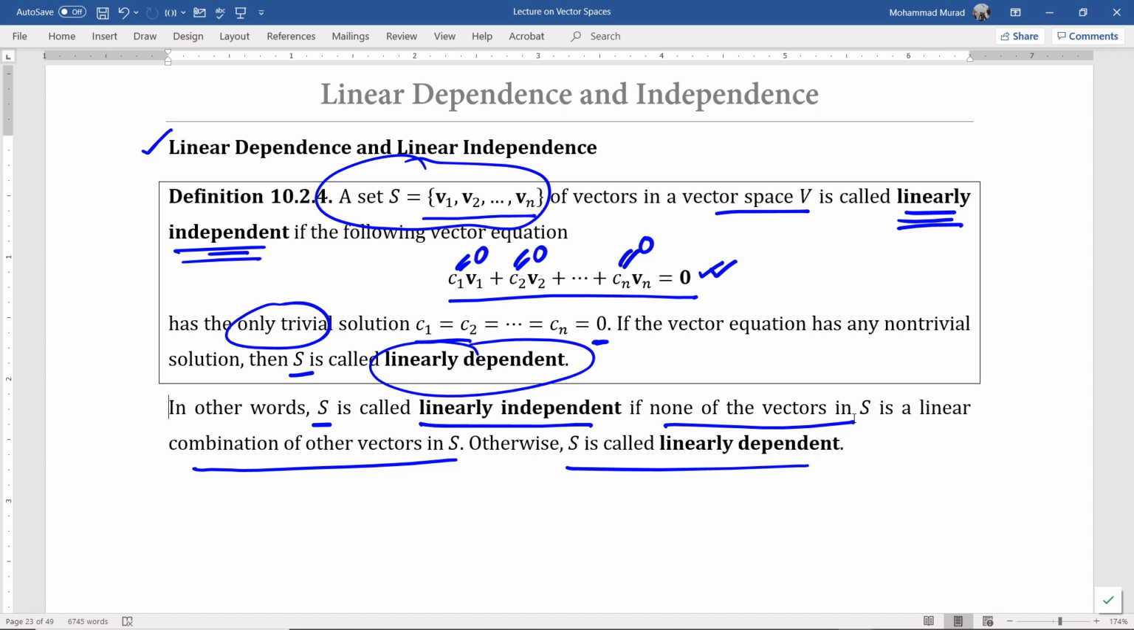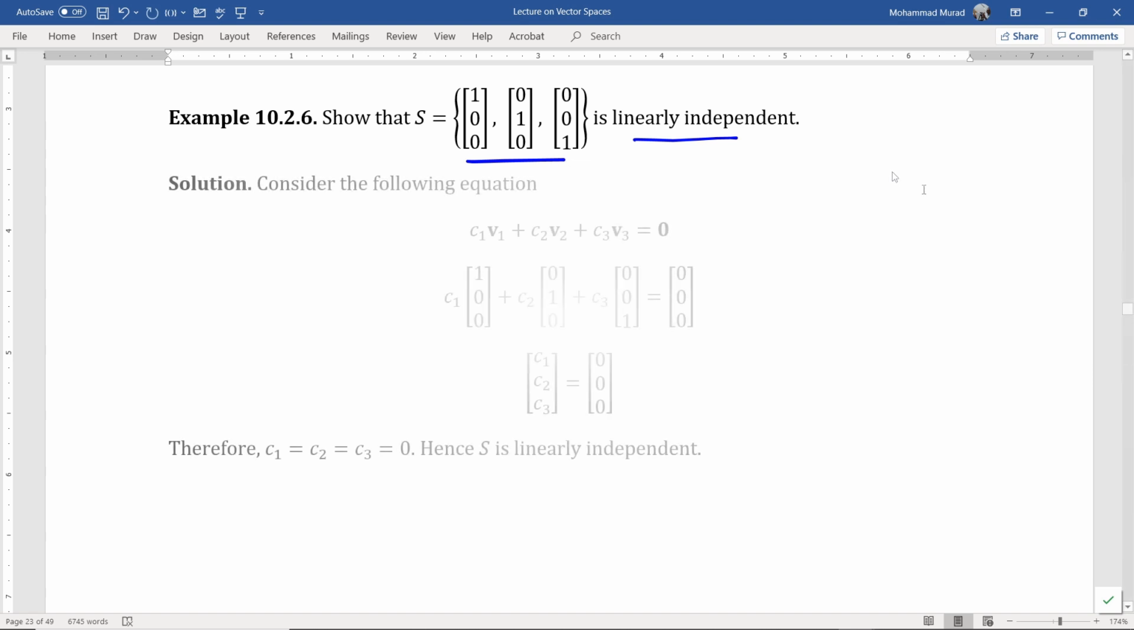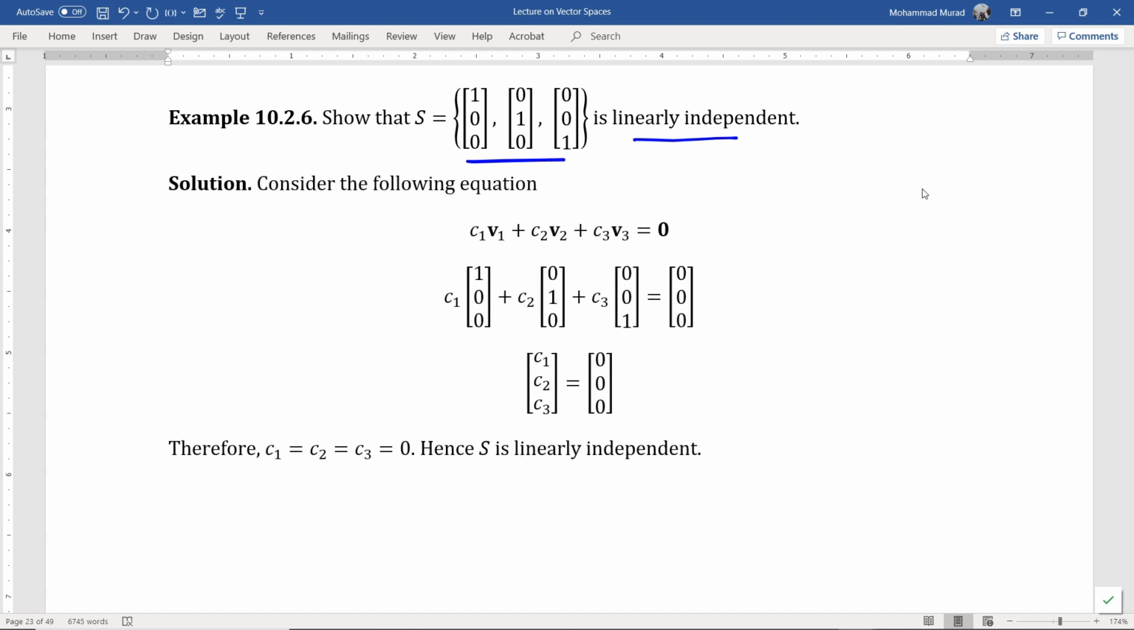Let's try to explain this with the help of some examples. We want to show that the set S of these three vectors is linearly independent. To show that, we consider the following equation. Now, if we replace V sub 1, V sub 2, and V sub 3 by these three vectors, and the 0 vector by this vector, we get this vector equation.